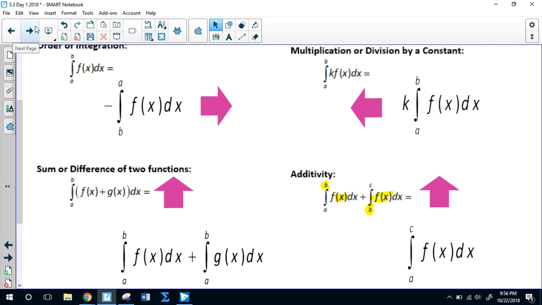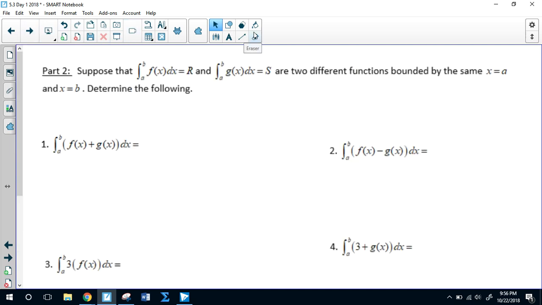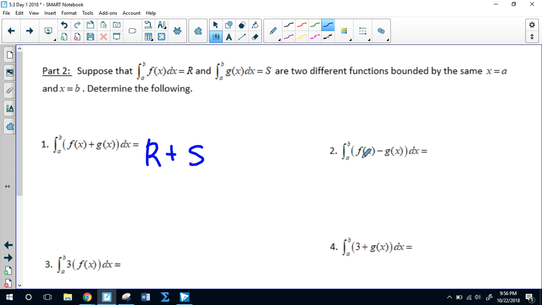Okay, so we're going to start off by using those rules first. So we've got some values at the top. So the integral from a to b of f of x is r, and the integral from a to b of g of x is s, and we're going to use those two pieces of information. So we have two functions added together, so their answer could be done separately or together, it doesn't matter, but this is r plus s. Okay, so this is the subtraction rule. So this is going to be r minus s.